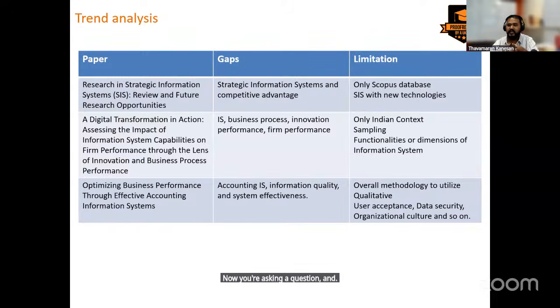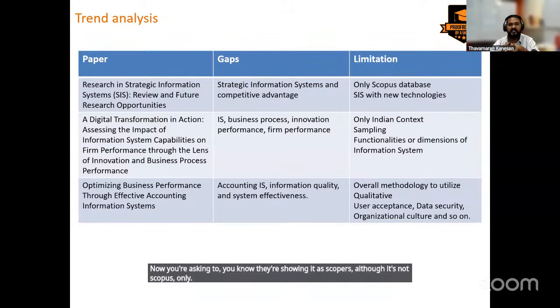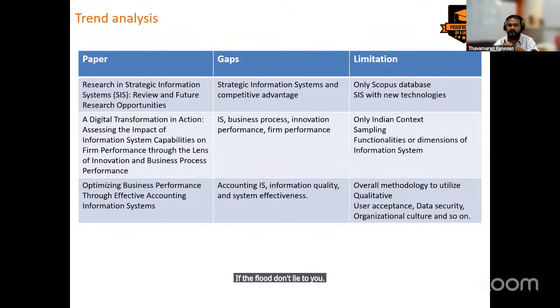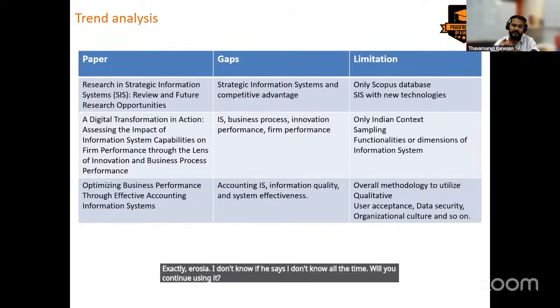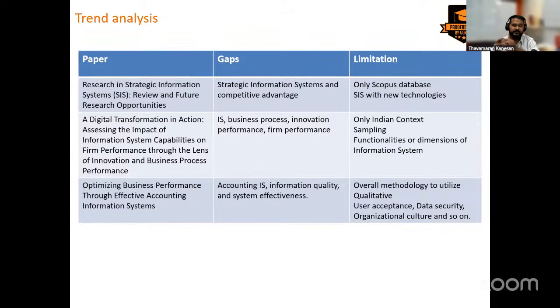Like, they show a Web of Science journal as Scopus, although it's not Scopus only. Or you ask for references, the fellow gives you fake references. If the fellow doesn't lie to you, what can the fellow do? If, let's say, they don't want to lie, what would it say? Exactly. It will say, I don't know. If it says, I don't know all the time, will you continue using it? That is your answer.